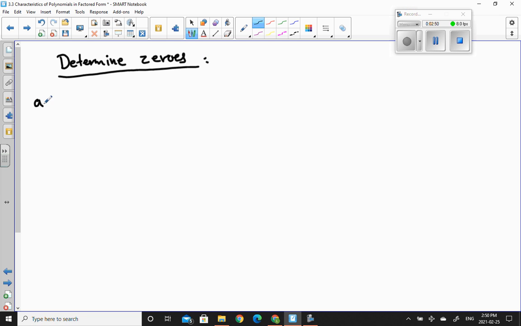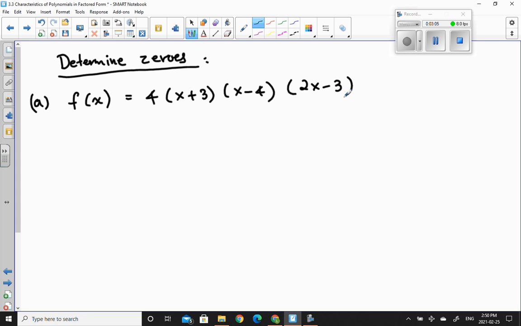Okay, let's take an example. You already know this, but let's just review it. Let's say f of x equals 4 times x plus 3 times x minus 4 times 2x minus 3. Let's say you factored a polynomial. We haven't yet learned how to factor them, but we will be looking at that in this unit. But if you had it in factored form and you had to tell the zeros, what would you do?